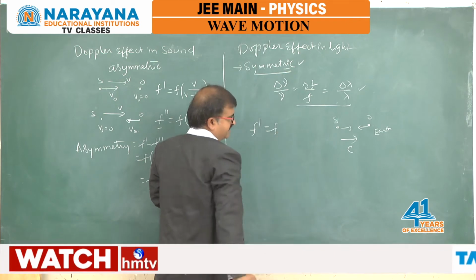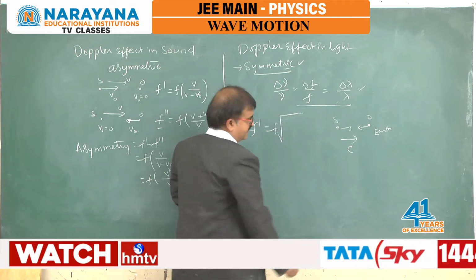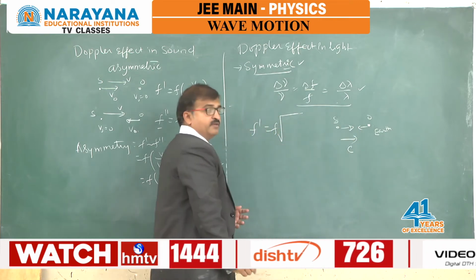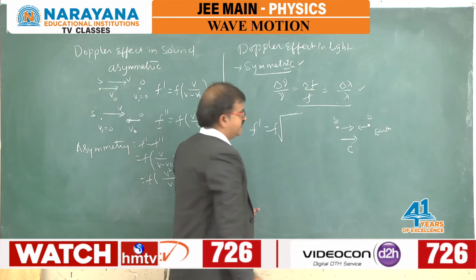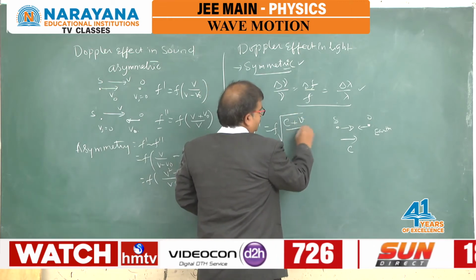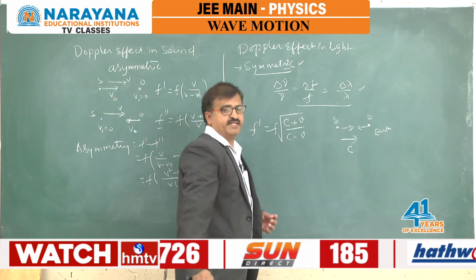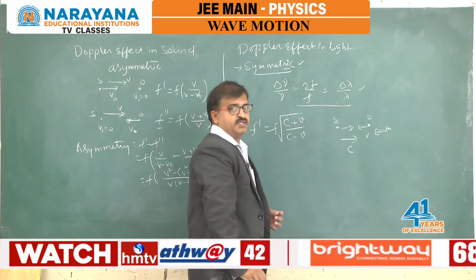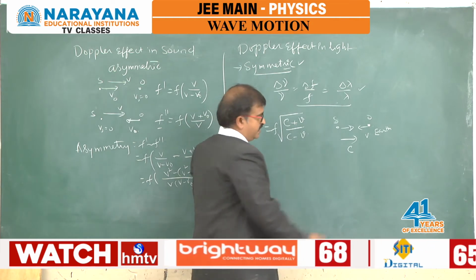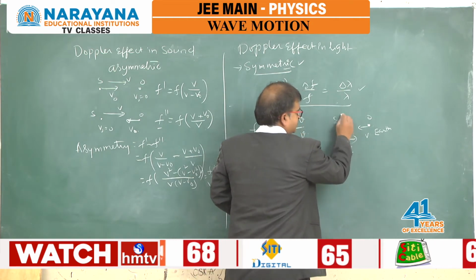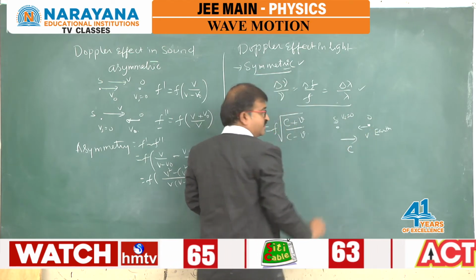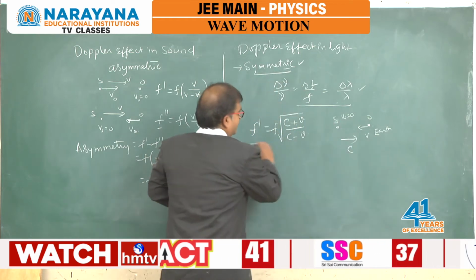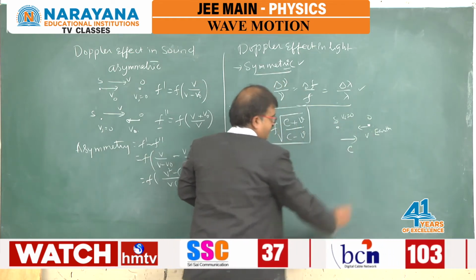So here in this case, there is not much effect, and the relative velocity of light can be ignored. So the value is equal to the root over c plus v upon c minus v, where the velocity v is taken relative to that source. That means the source appears to be at rest and the observer is approaching towards that source. So the root of c plus v upon c minus v will be the received frequency by the observer.